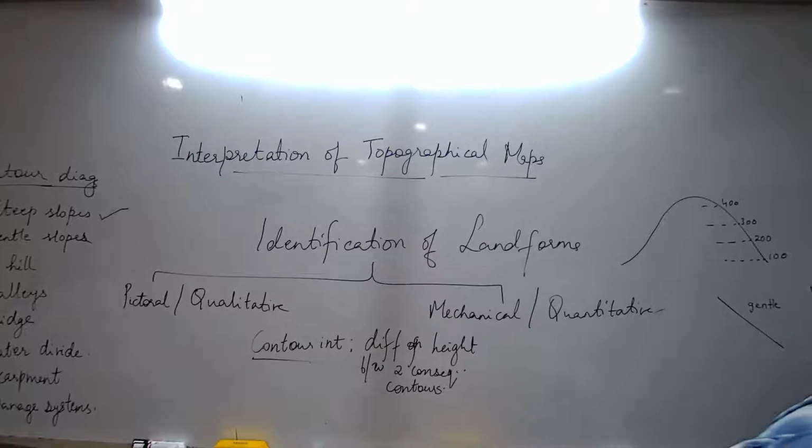See the smallest circle. Which number is written over there? 600. Now here, we spoke about contour interval. I told you I'll tell you later when we come to it. So here you can see 100, 200, 300, 400, 500. So here the contour interval is 100. It's at a distance of 100.